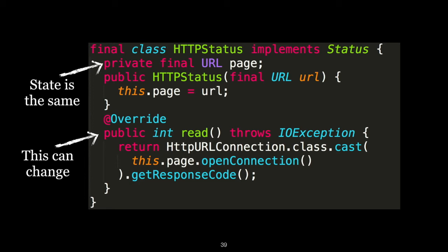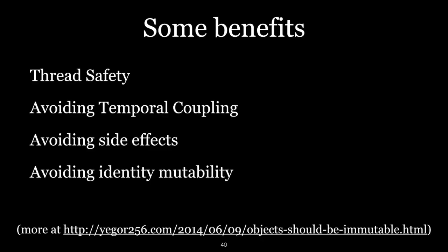I'm not going to talk a lot about this. There's a lot of benefits you get by immutability, like thread safety, temporal coupling, side effects, and identity immutability. You can read more about it at Jaeger's blog. But for those of you who are into concurrency and those kinds of issues, there's a lot to gain when you actually care about immutability in objects.